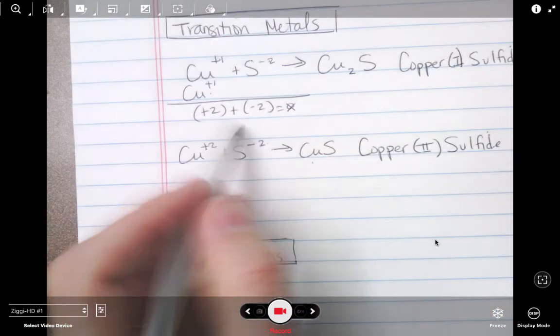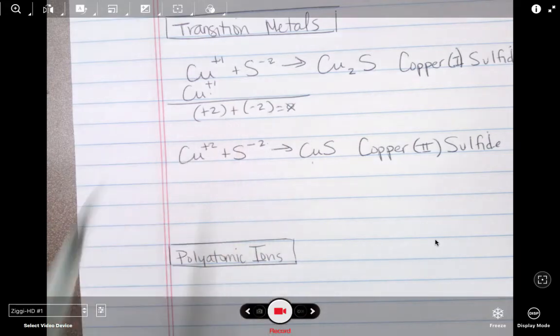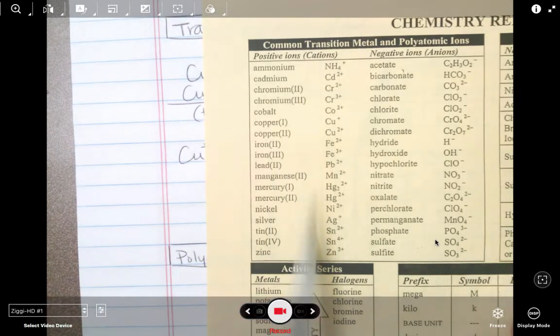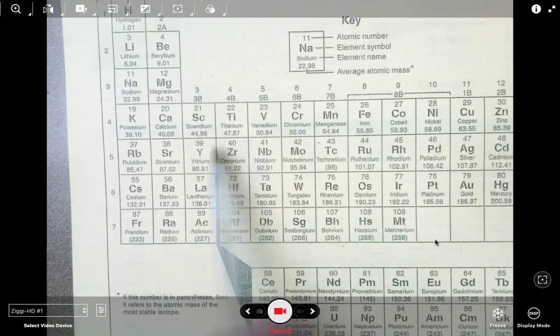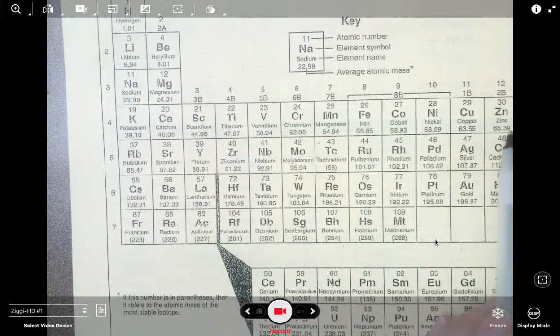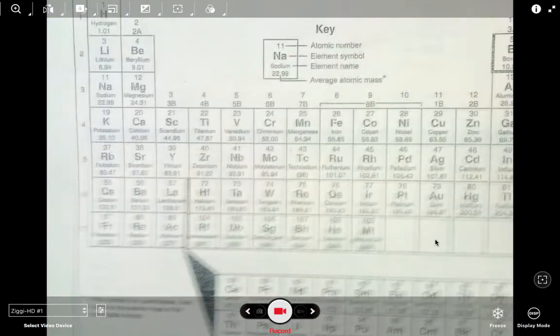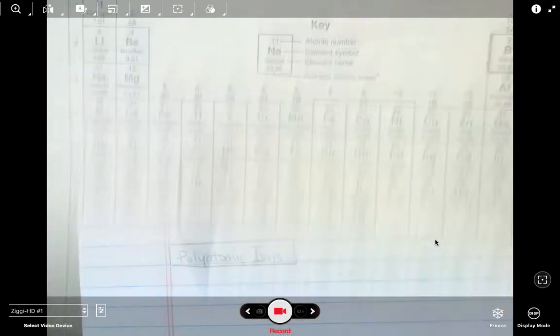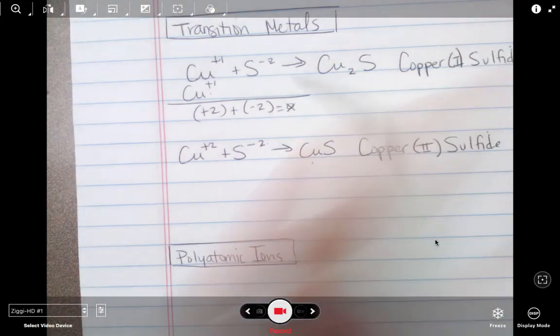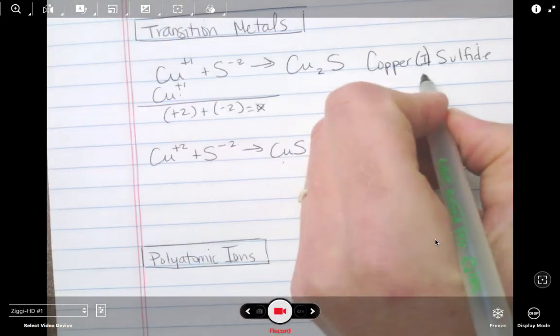The only thing that's different for transition metals is, number one, you have to look on this list because there's nothing on your periodic table that tells you the charge of these ions. And given that they can take on multiple charges, you would have to be told which ion it is going to take on. And then when you name them, you have to use Roman numerals.